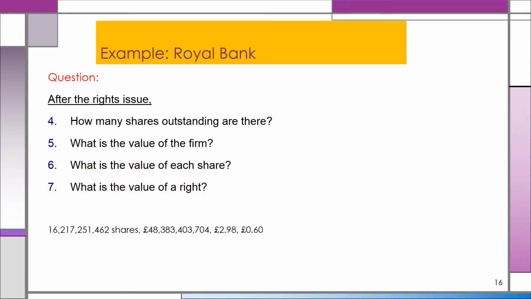Question 4 to 7. Analyze the effect of the rights issue. After the rights issue, how many shares outstanding are there? What is the value of the firm? What is the value of each share? What is the value of a right? Again, I have listed the suggested final answer at the bottom of the slide. Happy trying!